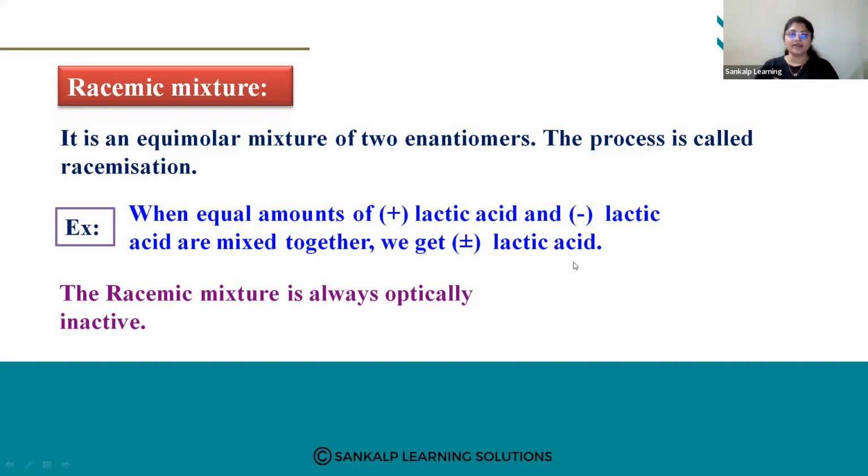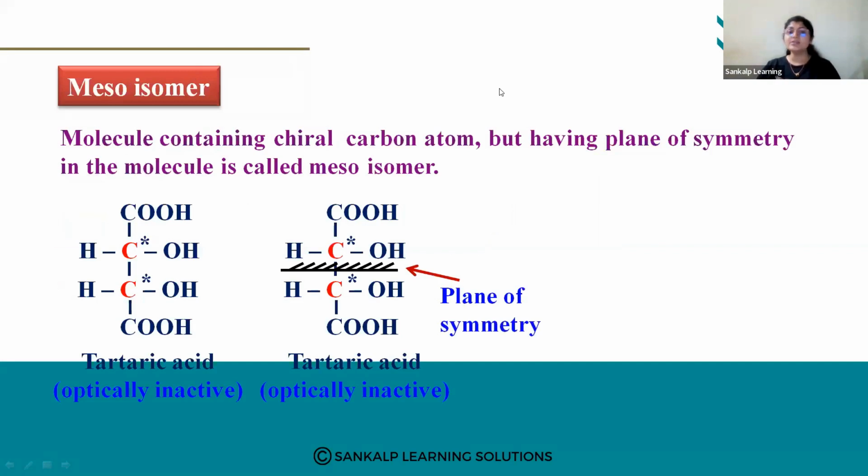So plus and minus, what will happen? There will be zero rotation. Plus means it will go clockwise, it will move to the right side. And minus means the molecule will move to the left side. When plus and minus are present in equal amounts, what will happen? They will cancel each other and there will be zero optical activity. This gives rise to something called a racemic mixture, racemization.